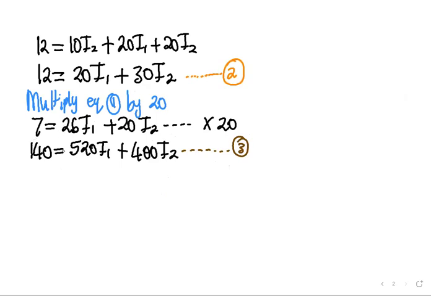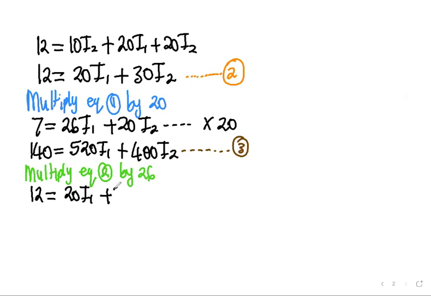Now we want to get our equation number 4. So for us to get our equation number 4, what are we going to do? We're going to multiply equation number 2 by 26. So when we say multiply equation number 2 by 26, we're going to write equation number 2 as it is. So it's 12 equals 20I1 plus 30I2.